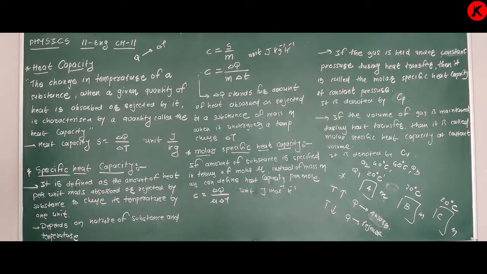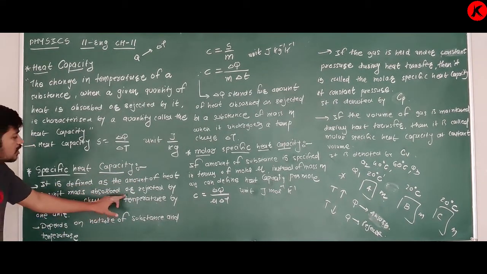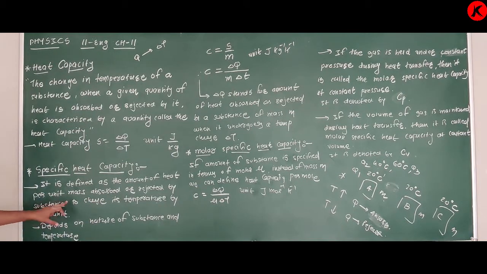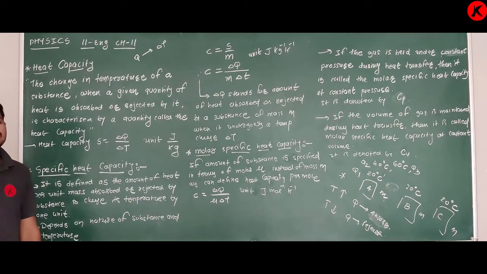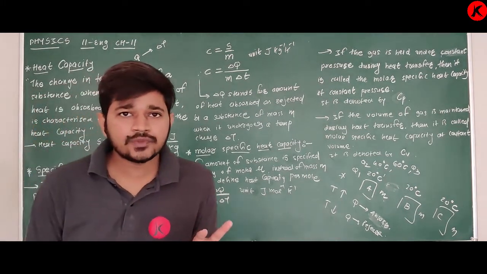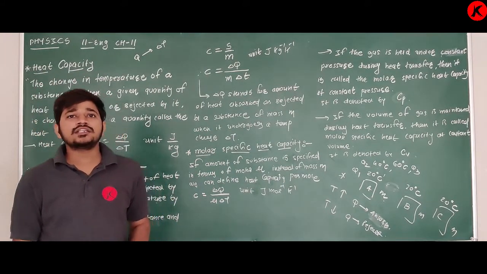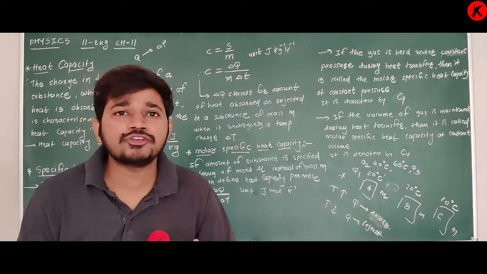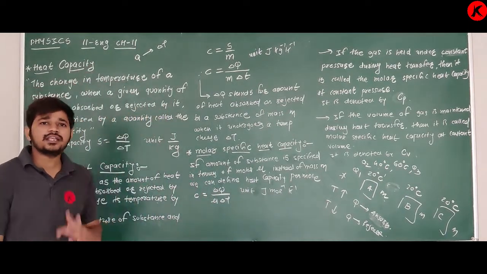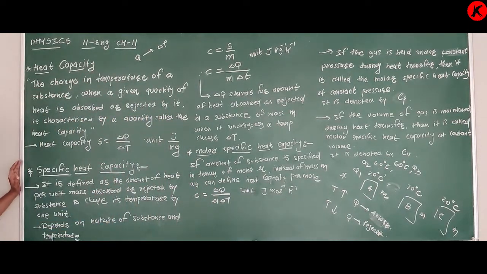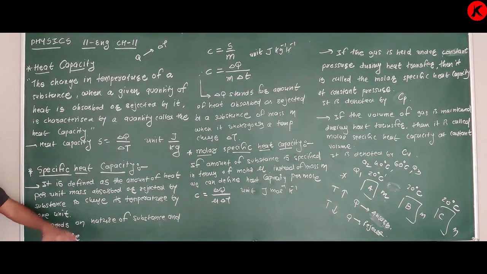Next one, specific heat capacity. Specific means what? It is defined as the amount of heat per unit mass absorbed or rejected by a substance to change its temperature by 1 unit. Yes, two things are specific: one, an object of unit mass, and two, temperature change by unit. So why is it named specific heat capacity?